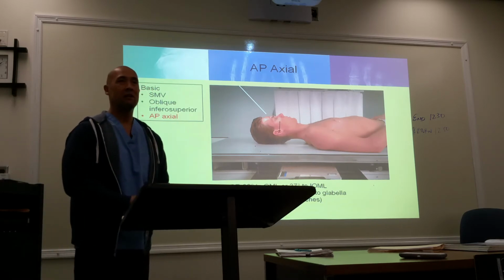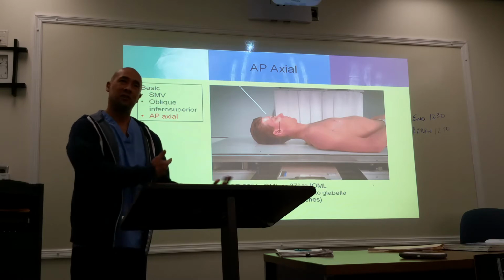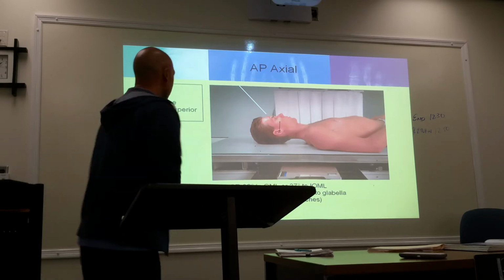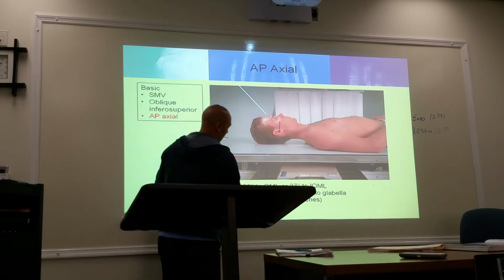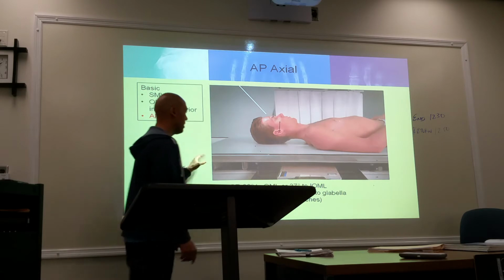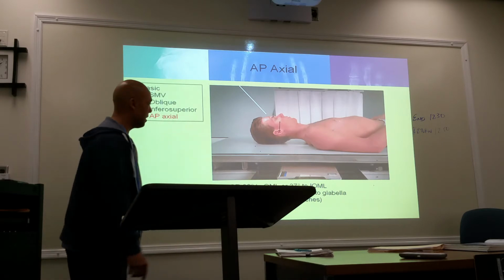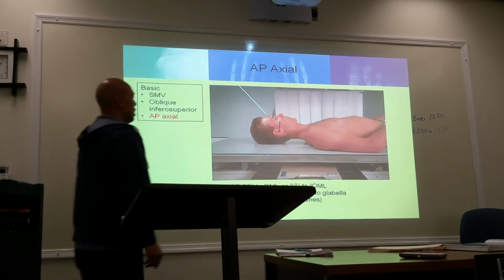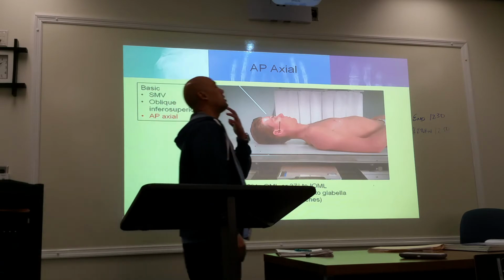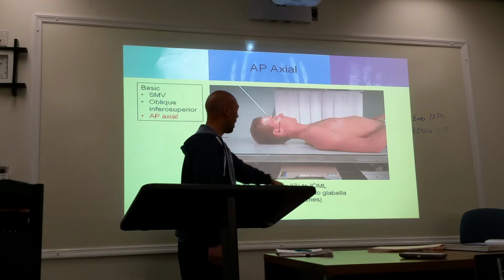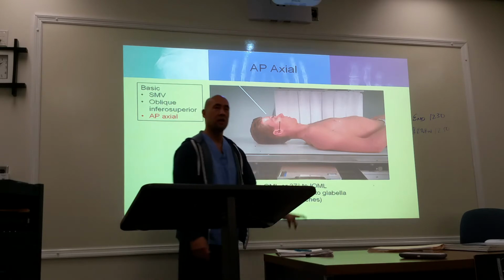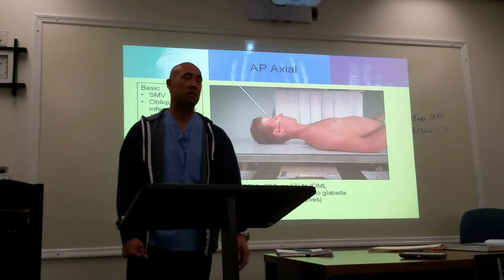Okay. AP axial. What's another name for that? Towns. Okay. So here's your Towns method. Depending on which baseline you're using, OML versus IOML, if you're using the OML, it's going to be 30 degrees. You may not have the individual tuck their chin down as far, so now you're going to use your IOML with a steeper angle of 37 degrees.